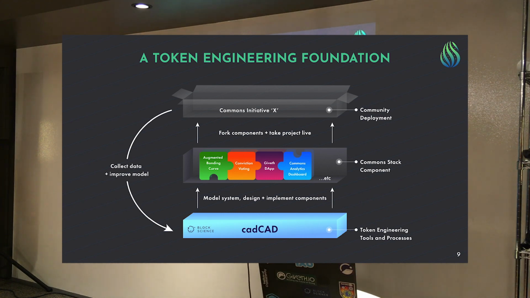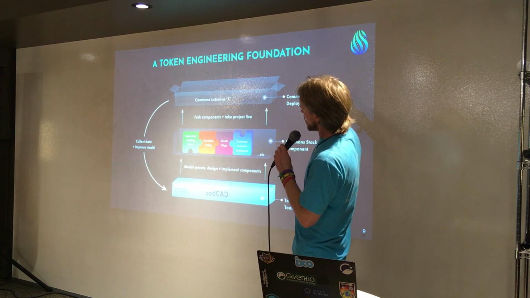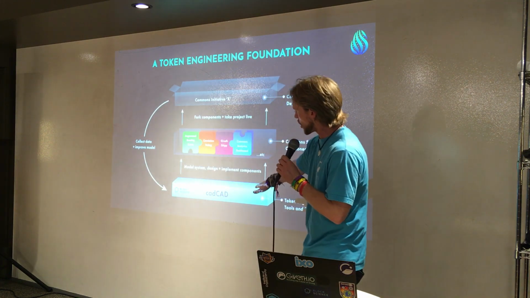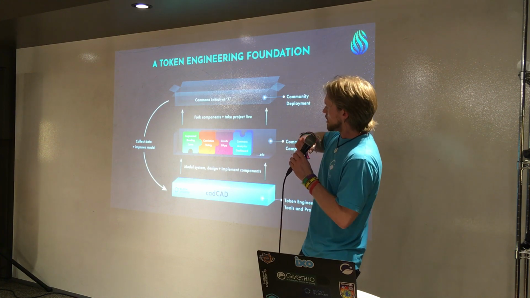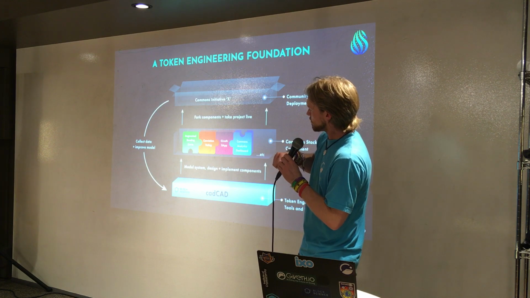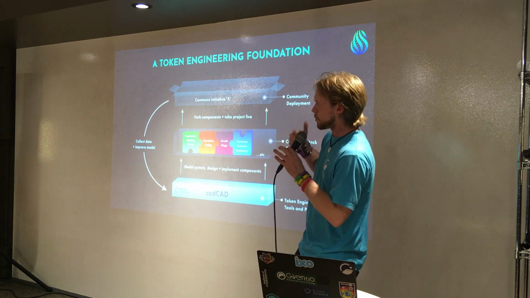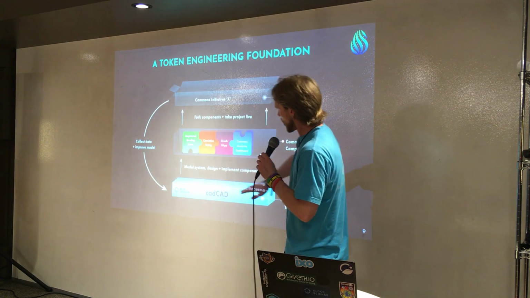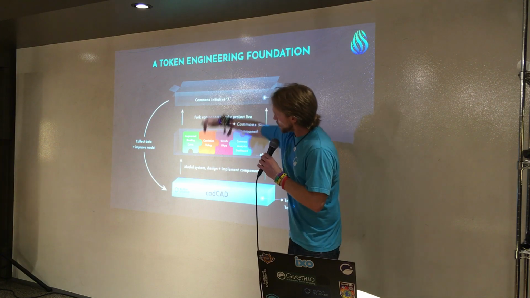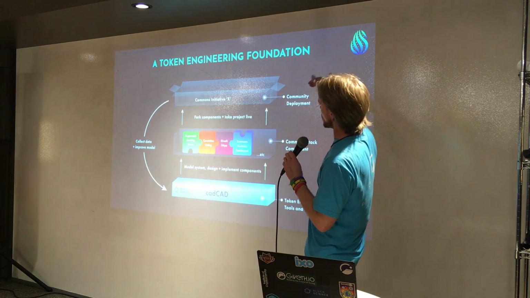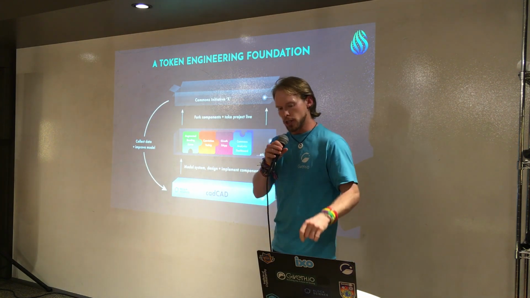So we're starting from a rigorous background of CAD, where we model the system, we design each of these components, and we implement them into the Common Stack library. Each of these components can be taken by a group that is interested in using these components, deploy them into a Commons initiative, and of course, once we have them live in this community, we can collect data on how this works and improve our model as we go. So this is turning it from writing a white paper and just going to code and figuring out where it fails when we're in a live environment, to an actual engineering discipline where we are starting with a model and we're seeing how these models react in the real world, and we're improving that model on each iteration. So this is turning it into an engineering discipline, essentially.